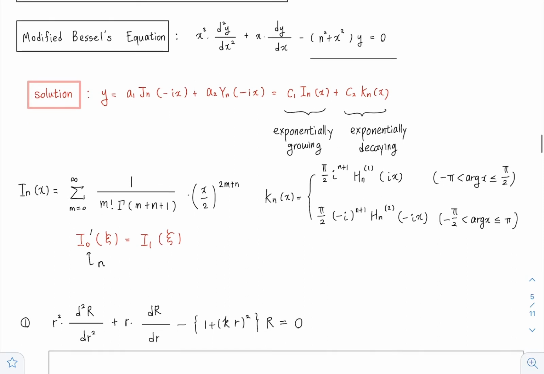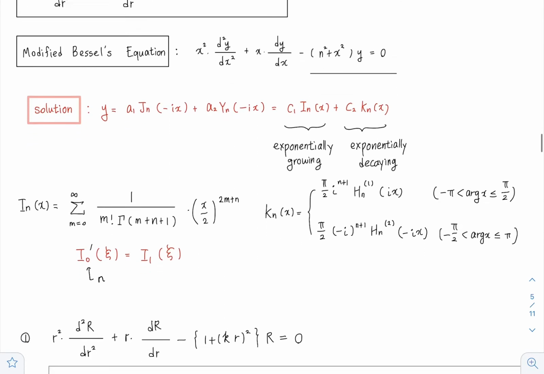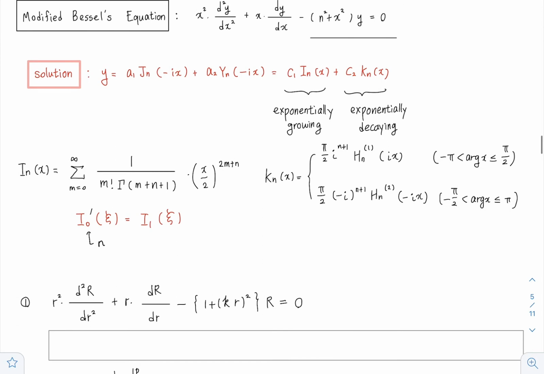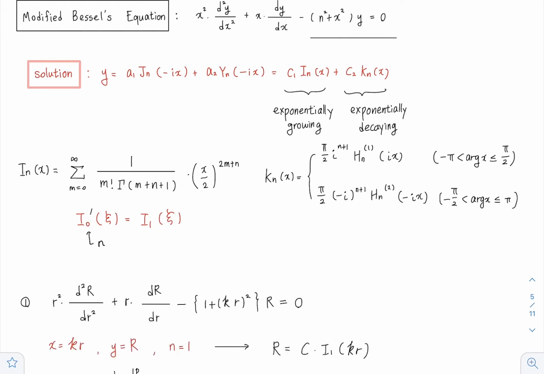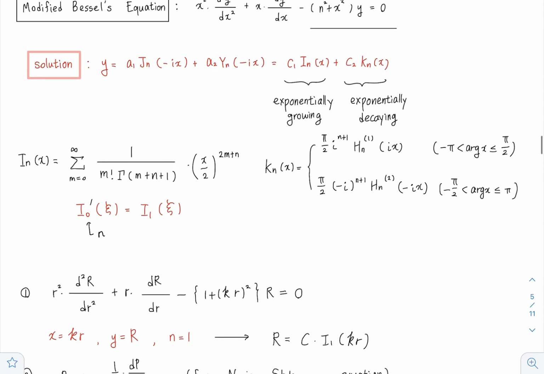Okay, so let's look at how this is actually related to solving the equation we derived from the momentum equations. Firstly, we took this equation, our modified Bessel's equation. What we are going to do here is take x as kr, y as r, and n equals 1. Therefore, we can simply say that r is c, where c is a constant, times the Bessel function of the first kind, plugging in kr into x. That was simple.